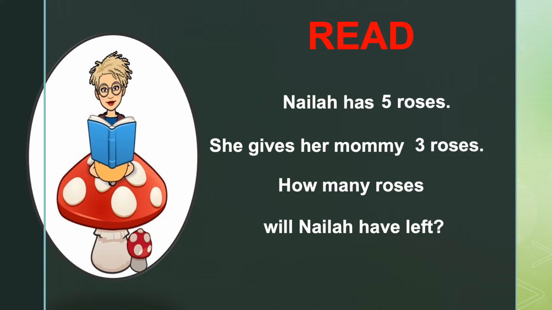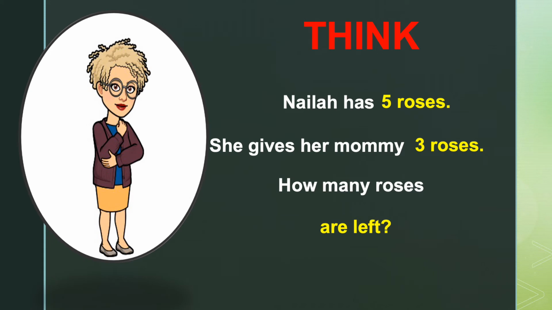Nyla has 5 roses. She gives her mommy 3 roses. How many roses will Nyla have left? We've read Nyla has 5 roses. She gave her mommy 3 roses. How many roses does Nyla have left? Our next step is to think, of course. Nyla has 5 roses. She gives her mommy 3 roses. How many roses are left?